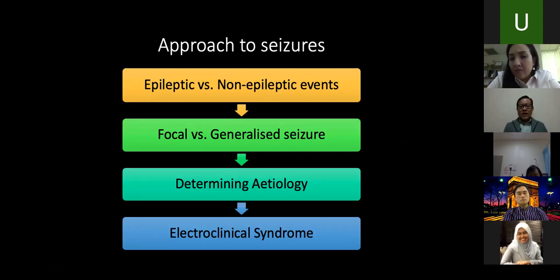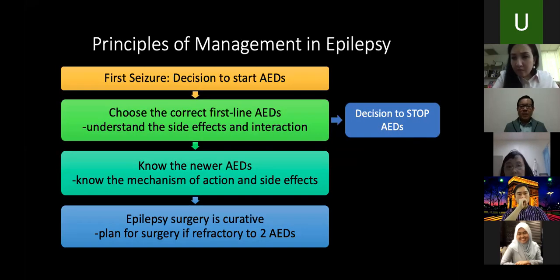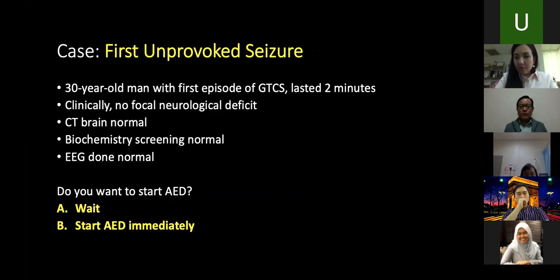I usually start talks on seizure management by going through this list, but today I'm not going to talk about this, partly because it was covered previously. I'm only going to emphasize or focus on the principles of management. I'll talk mostly about first seizures, and second, choosing the correct first-line antiepileptic drugs, rather than the others, partly because this is for a general audience. So let's start with the first case.